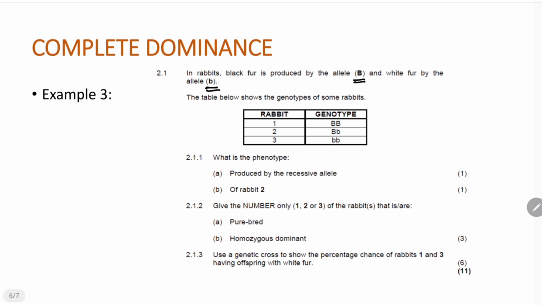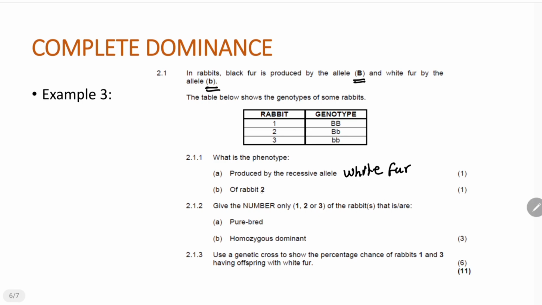The table below shows the genotypes of some rabbits. We've got rabbits 1 to 3 and their genotypes. Let's go into the questions. 2.1.1. What is the phenotype? A. Produced by the recessive allele. We know that the recessive allele is represented by small letter b, and that the allele small letter b controls white fur. So the answer has to be white fur, because the phenotype describes the physical appearance of the organism. Therefore, the allele small letter b produces white fur.